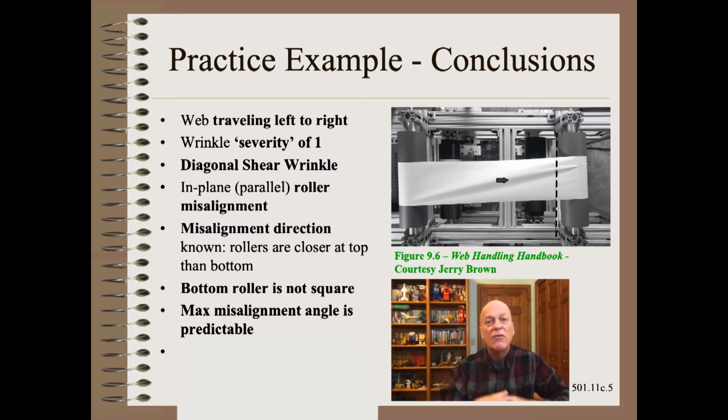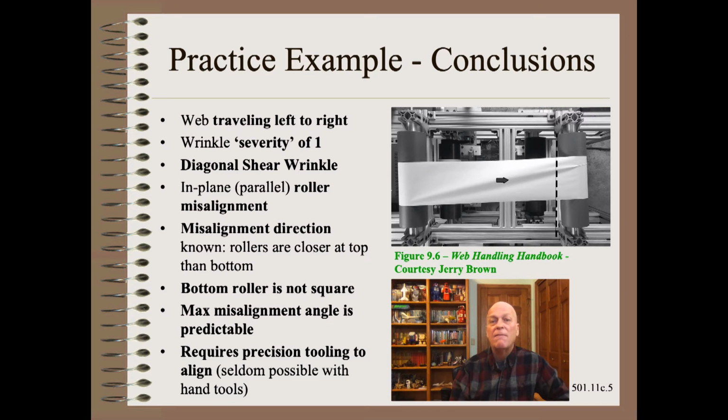That essential information would inform machine design and inform machine maintenance practices once a suitable safety factor is chosen, also well covered in the literature and my Web 101 school. Finally, the web handler knows that very seldom can misalignment be fixed with hand tools, and why, and what the 3 types of precision tooling are that might be able to fix the problem.